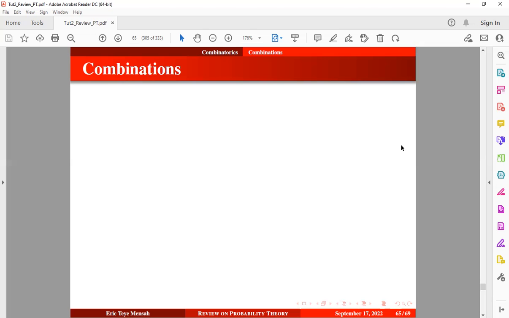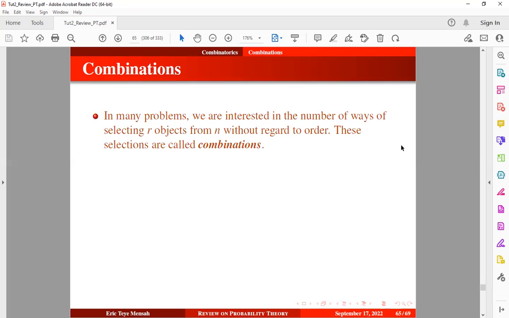All right, so the last type of combinatorics and statistics that we are going to look at is going to be combinations. So what is a combination? In many problems, we are interested in the number of ways of selecting r objects from n without regard to any order. These selections are called combinations. In other words, a combination is the selection or arrangement of n objects or a finite number of objects taking r objects at a time without any specific order.